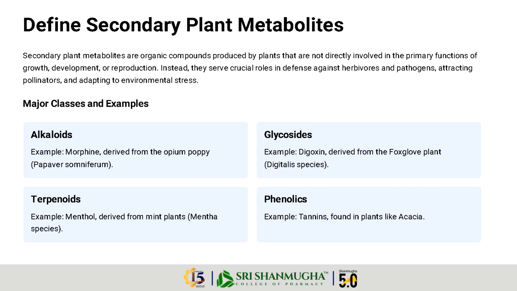The major classes include alkaloids, for example, morphine from the opium poppy, Papaver somniferum, that is the biological source; glycosides such as digoxin from foxglove, from the Digitalis species; terpenoids like menthol from mint plants, Mentha species; and phenolics, for instance, tannins found in plants like acacia. So these compounds are found in many important drugs that we can tell over here.